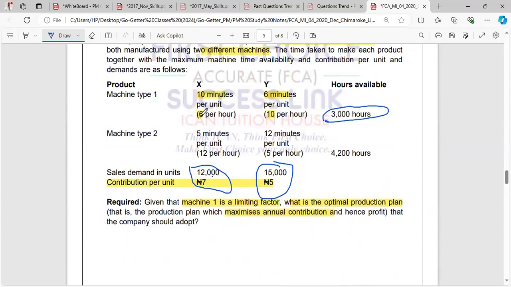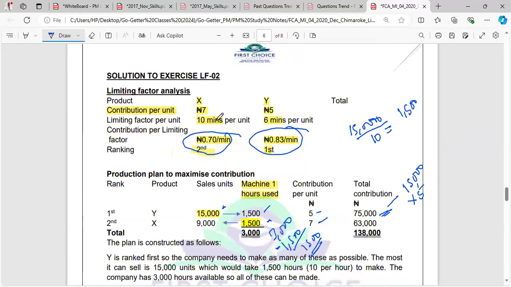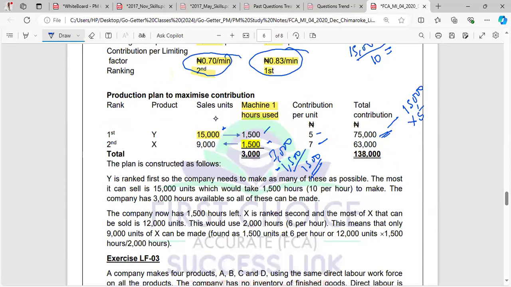X, you can produce 6 in 1 hour. If you can produce 6 in 1 hour and you have 1,500 hours, all you need to do is multiply by 6. This is 0, 0. 6 times 5 is 30. Write down 0, carry 3. 6 times 1 is 6, plus 3 is 9. So you can do 9,000 hours.